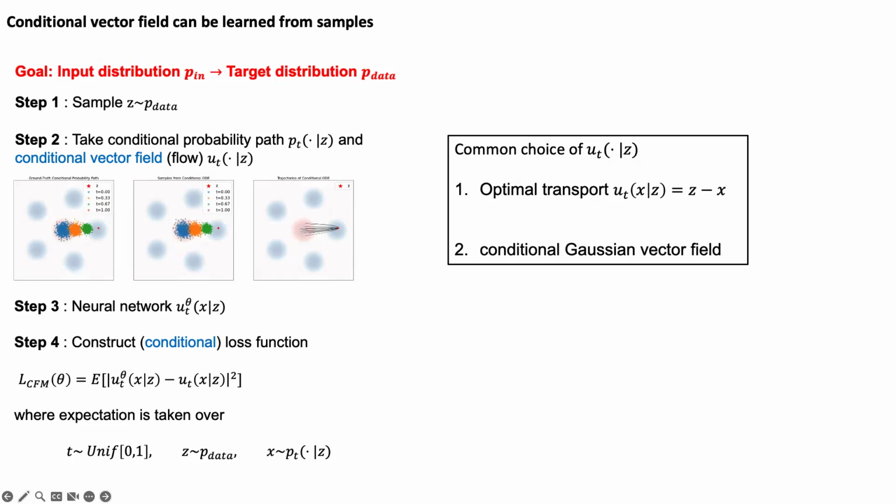Actually, I have to make a comment. For those who are familiar a little bit with flow matching, it is not really the same thing as optimal transport. Optimal transport is one particular way of doing flow matching.